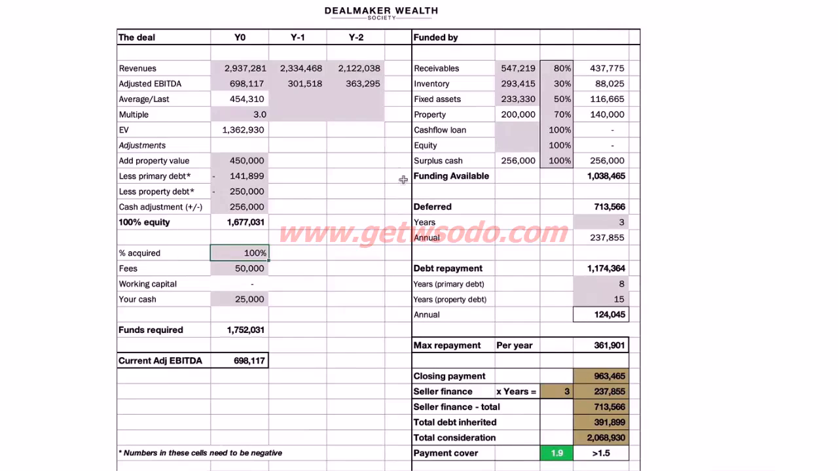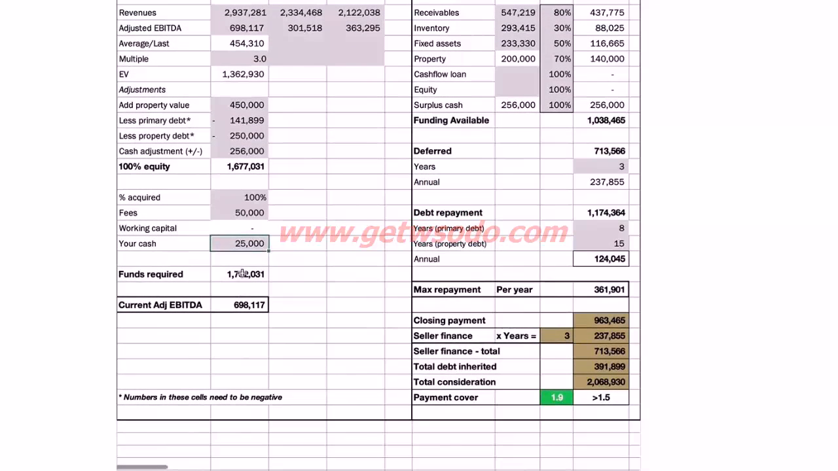Now, as you know from the analysis last time, this business has more than $1 million of working capital inside of it. So we don't need any more working capital after we've bought the business. But let's just say I want to take $25,000 off the table. You know, think of it as a deal fee for yourself. So I'm going to add that in to the financing as well. And if you don't need some cash out of the deal, you can put that as a 0. So what we now need is $1.75 million and change to buy this business.